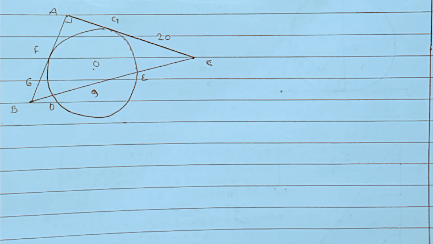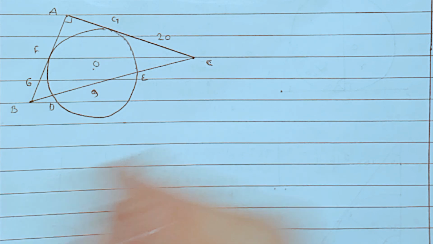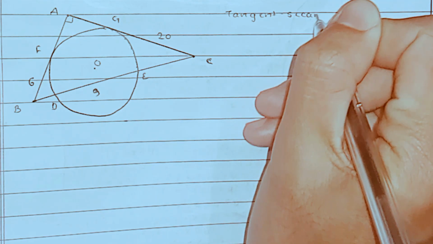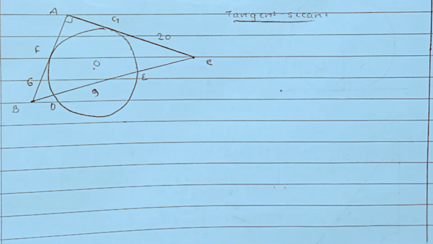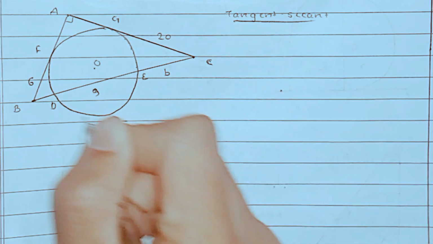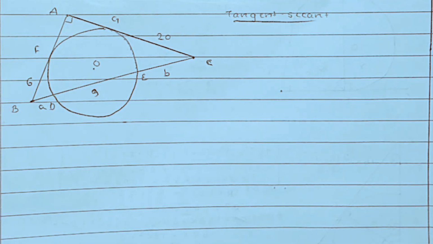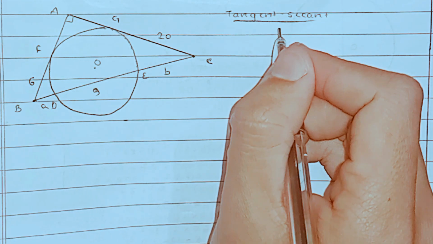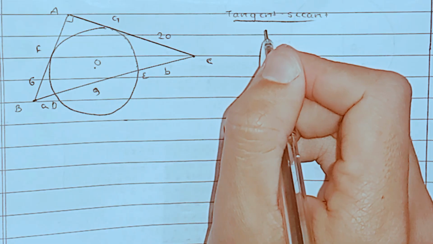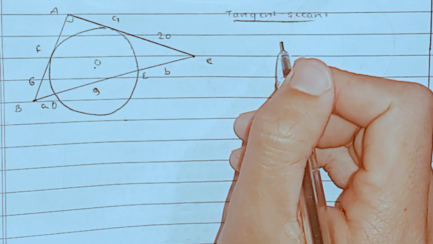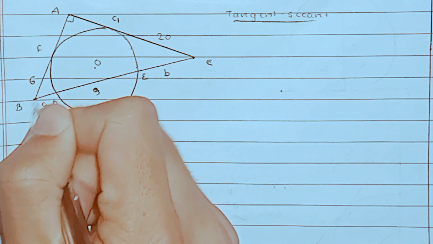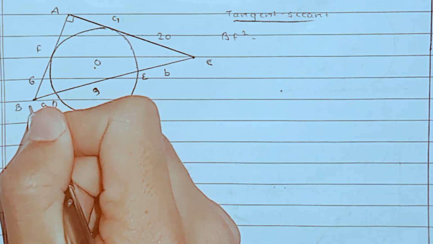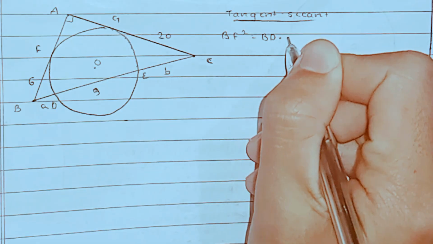So now to begin this question, let's use a theorem known as the tangent secant theorem. Let's assume CE to be B and BD to be A. As the name suggests, the square of a tangent is equal to the product of the secant segments. Okay, so what does this mean? Here BF is a tangent, so BF square is equal to the product BD times BE.